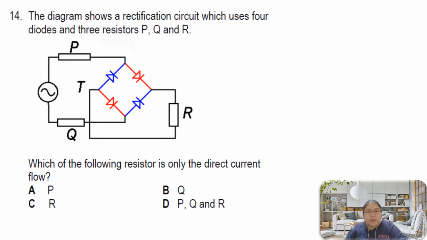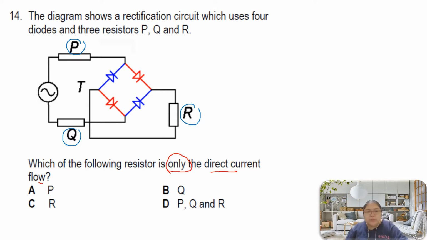The next question is 14. They show a rectifier. They have a bridge rectification circuit using 4 diodes and 3 resistors, P, Q and R. I want you to focus on P, Q and also R. Later we see the direction of flow through these 3 resistors. Which of the following resistors has current flowing in only one direction? That means just one direction of current flows through.